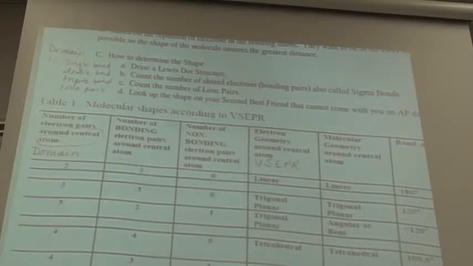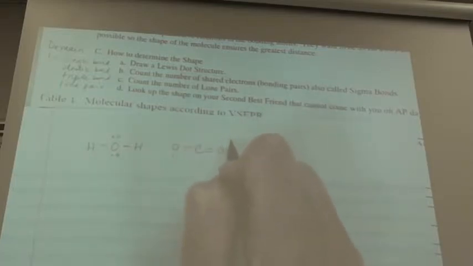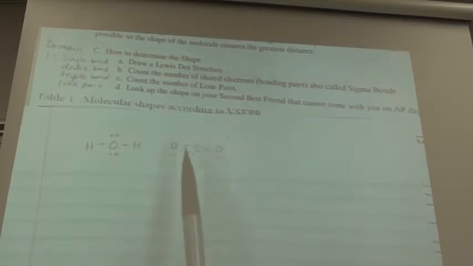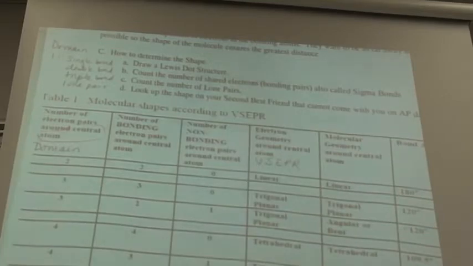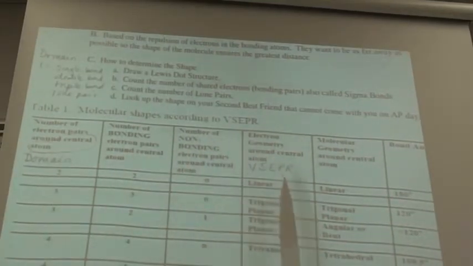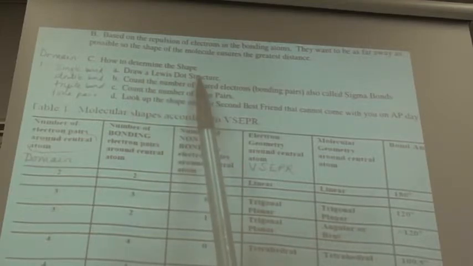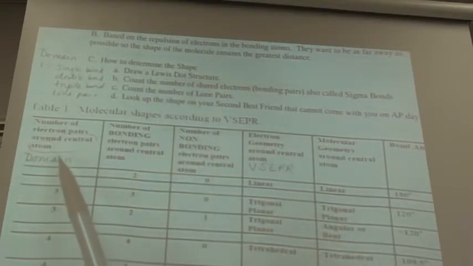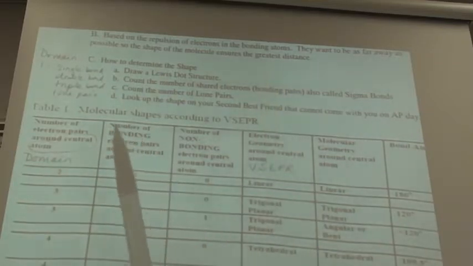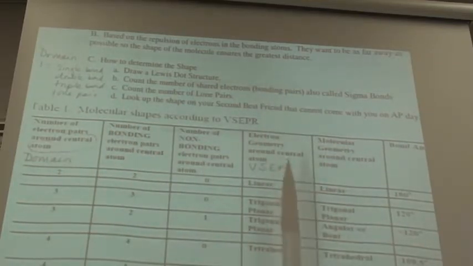Got that? If I were to draw carbon dioxide, I would say around the central atom there are two domains. Two domains means it has the VSEPR shape of linear. So the way we do this is we draw a Lewis dot diagram, we count the number of domains, then we find the VSEPR shape.